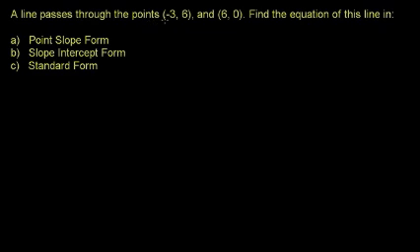A line passes through the points negative 3, 6, and 6, 0. Find the equation of this line in point slope form, slope intercept form, and standard form. And the way to think about these is just 3 different ways of writing the same equation. So if you give me one of them, we can manipulate it to get any of the other ones.